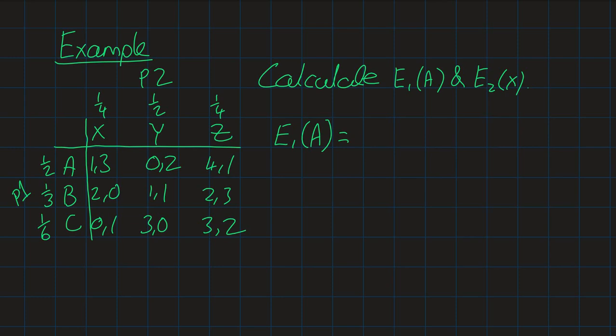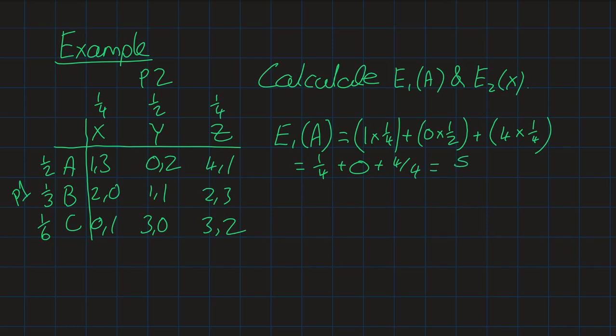So the expected payoff for player 1 if player 1 chooses A. If player 1 chooses A, they expect to win 1 point a quarter of the time, 0 points half the time, and 4 points a quarter of the time. So let's write this out. This is going to be 1 times a quarter plus 0 times a half plus 4 times a quarter. And I can simplify this to a quarter plus 0 plus 4 quarters, which is 5 quarters. That's it. Easy as that.